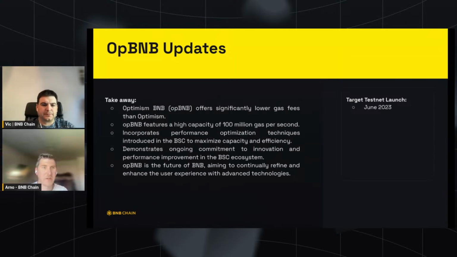In June as well, we have an exciting month, that's for sure. The Optimism BNB is going to have its testnet launch as well. We are waiting for the final date from the team, but basically it's going to offer significantly lower gas fees compared to Optimism. It is featuring a higher capacity as well.